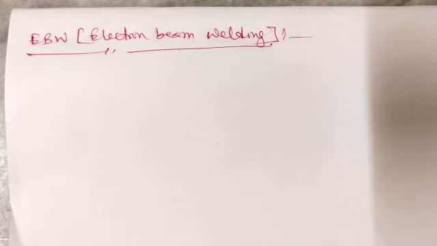Long back, around 1949 or the 1950s, this electron beam welding was first developed, and it was used in some applications in Germany. After that they created the EBW machine, and then operation started somewhere after 10 years. Now, the physics behind it.